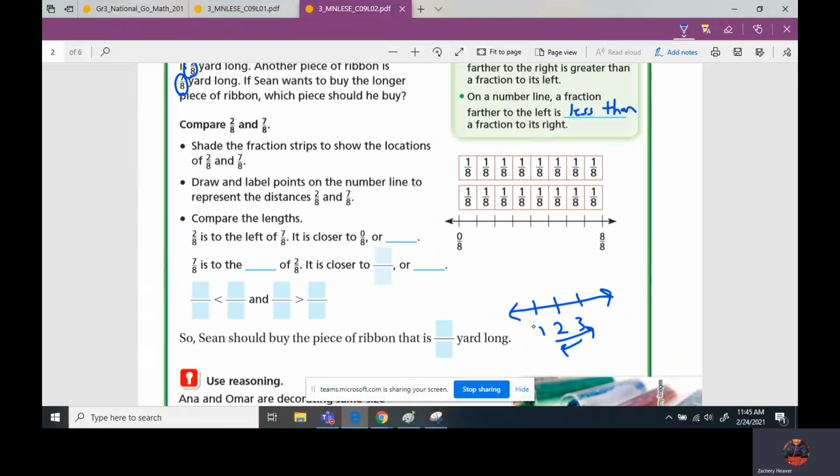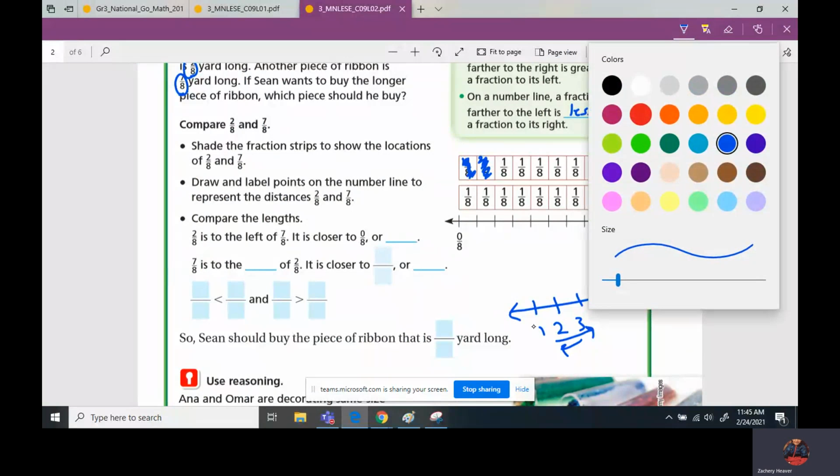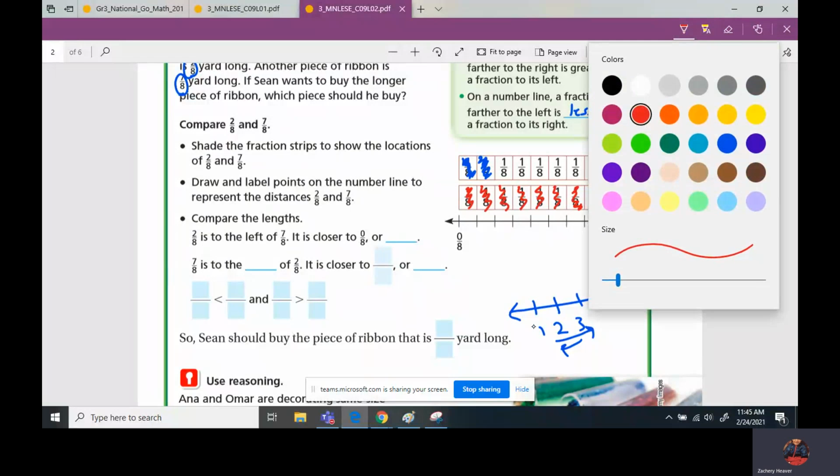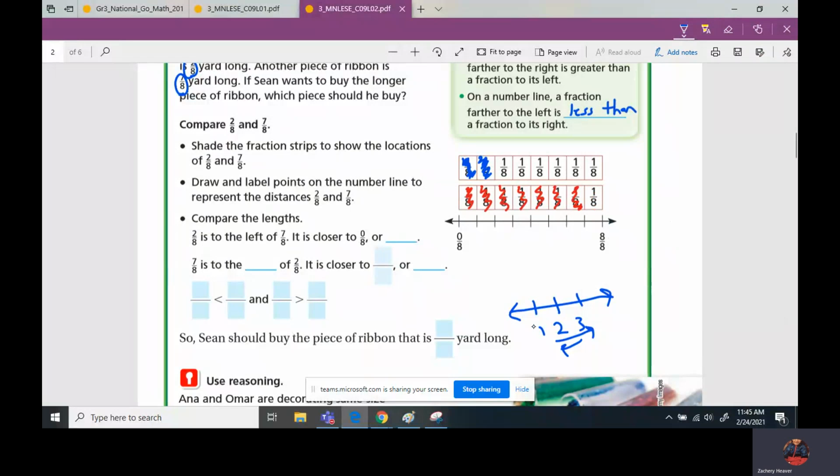So we're going to compare 2/8 and 7/8. So on the first one, I'm going to shade in 2. Okay. On the next one, I'm going to shade in 7. 1, 2, 3, 4, 5, 6, 7. We can obviously look at this and tell which one is more. Let's number our number line.